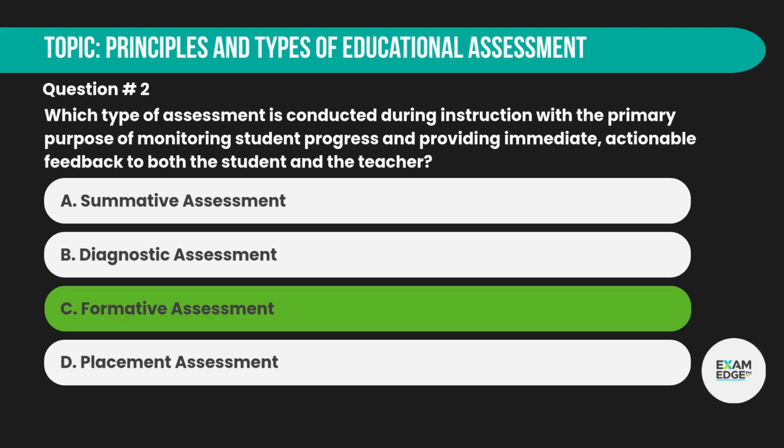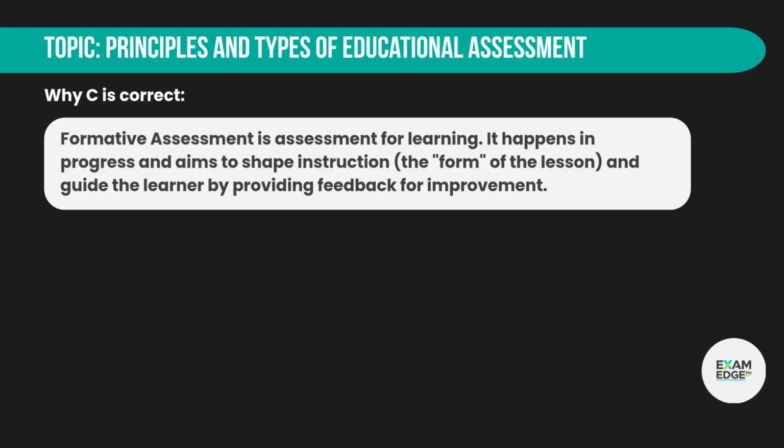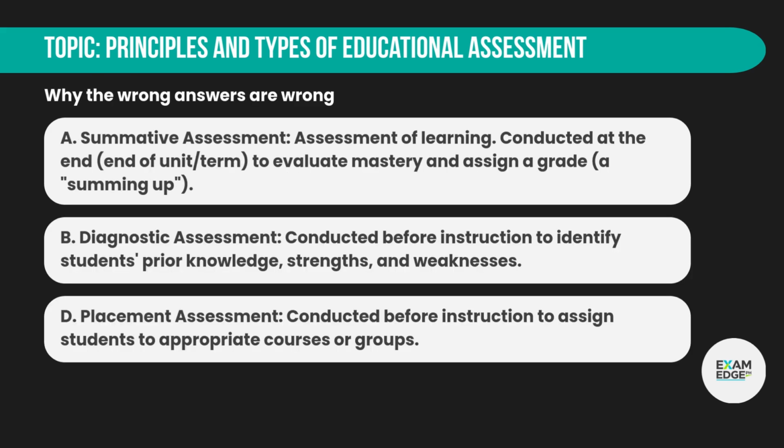Correct answer: C. Formative assessment. Why C is correct? Formative assessment is assessment for learning. It happens in progress and aims to shape instruction, the form of the lesson, and guide the learner by providing feedback for improvement. Why the wrong answers are wrong?